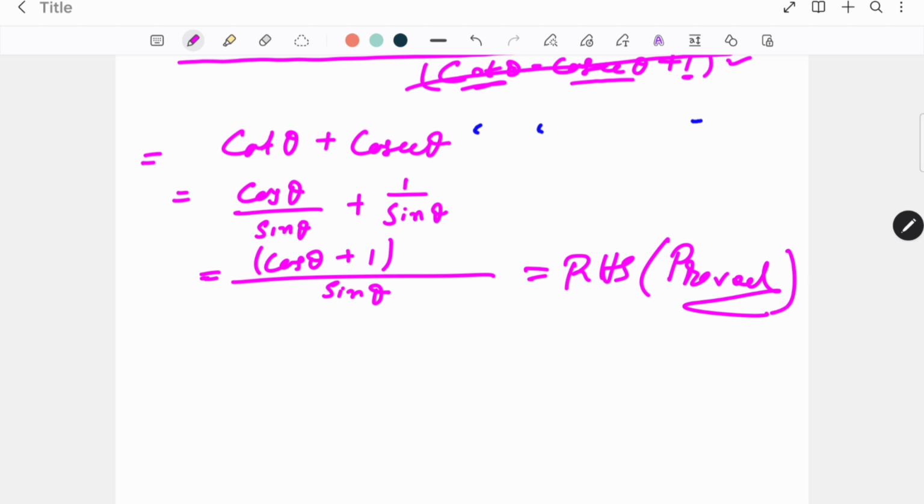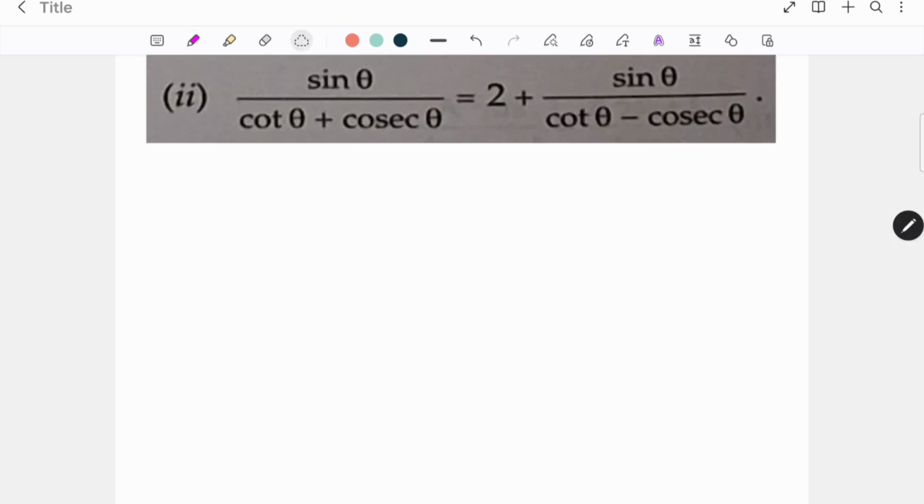Hope you understood. Let's see how we can do the next sum. Okay, let's see how we can do this sum. This is a little harder one.